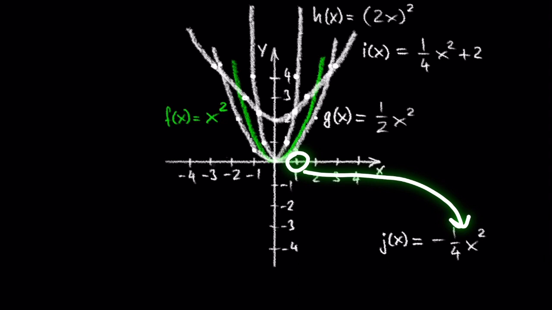1 squared is 1, divided by negative 4 is negative 1/4. 2 squared is 4, divided by negative 4 is negative 1. 3 squared is 9, divided by negative 4 is approximately negative 2. So this reflected and compressed graph is going to look like this.